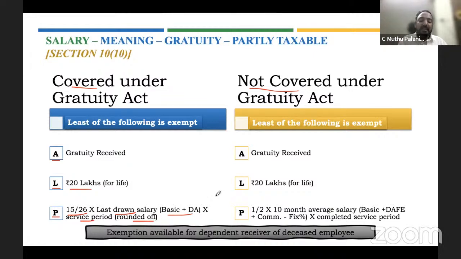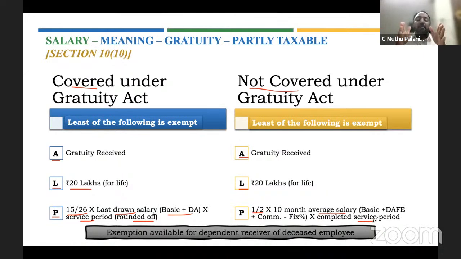Whereas in not covered, the A is the same, L is the same, P alone goes for 1/2 into 10-month average salary and completed service period. So these three things. Instead of 15 by 26, it is 1/2. That is exactly half. Whatever you're receiving, you divide it by half. You are not taking working days and all. It is divided by 2. And instead of last drawn salary, you are taking 10-month average salary. So for the last 10 months, you calculate what the salary is divided by 10.